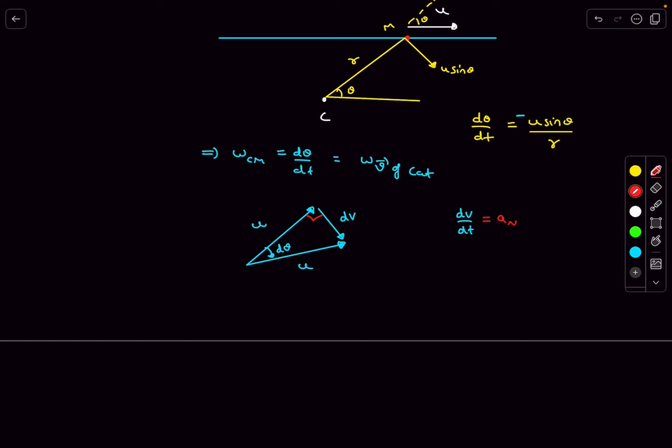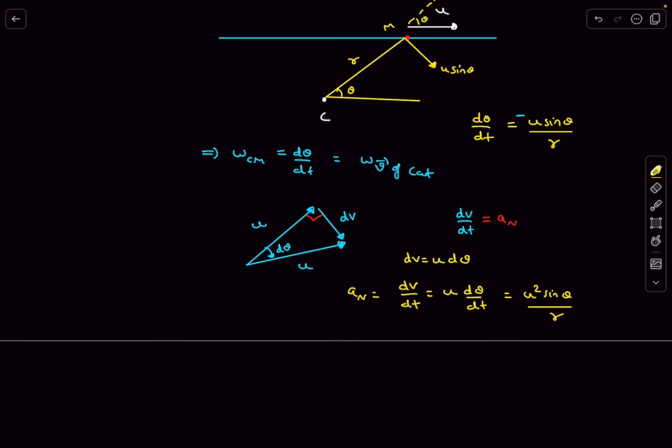Again, this is the normal acceleration, and using the arc length formula, we can say dv is going to be u d theta. Arc length is equal to radius times the angle. Now all we have to do is divide by dt on both sides. So we can say dv by dt is u times d theta by dt. Here once again, guys, d theta by dt is the rate at which the u vector is rotating. In this question, the u vector is rotating in the same sense as the CM vector is rotating. Therefore, this d theta by dt is in terms of magnitude also equal to u sine theta by r. So finally the normal acceleration of the cat turns out to be u multiplied by omega, which is u square sine theta divided by r.